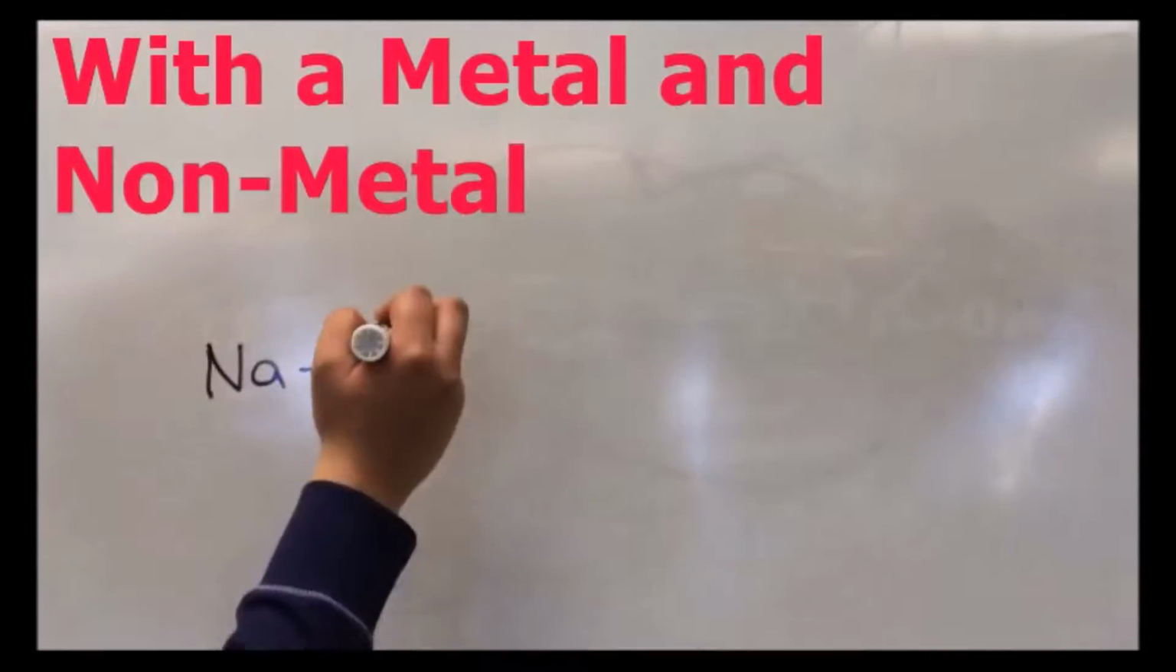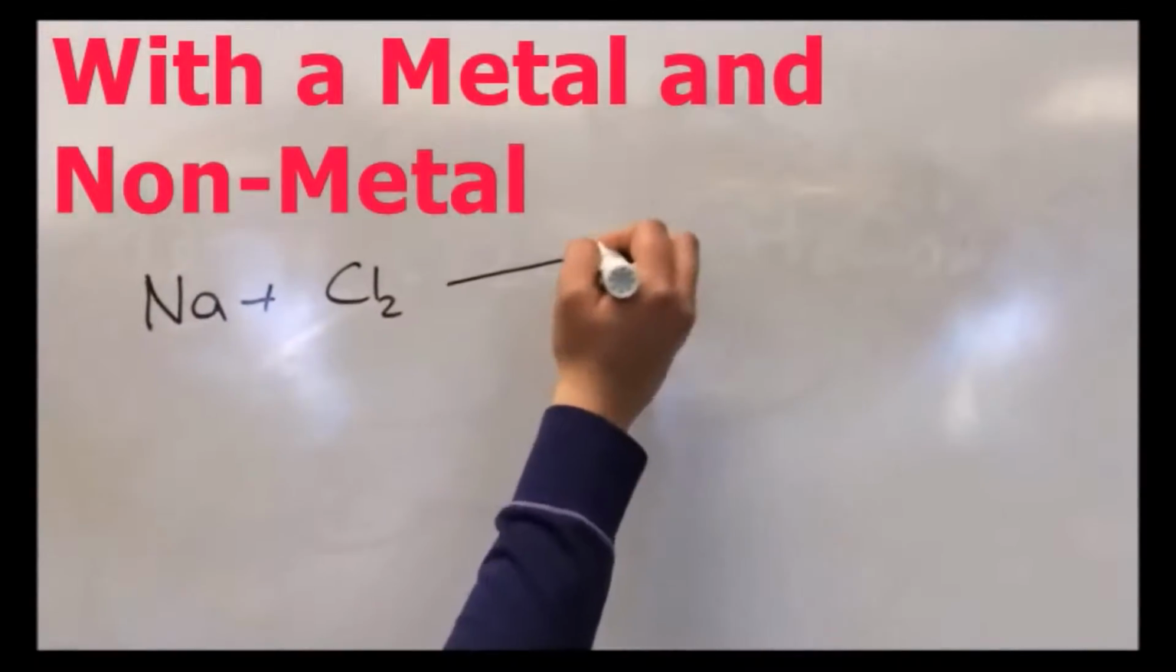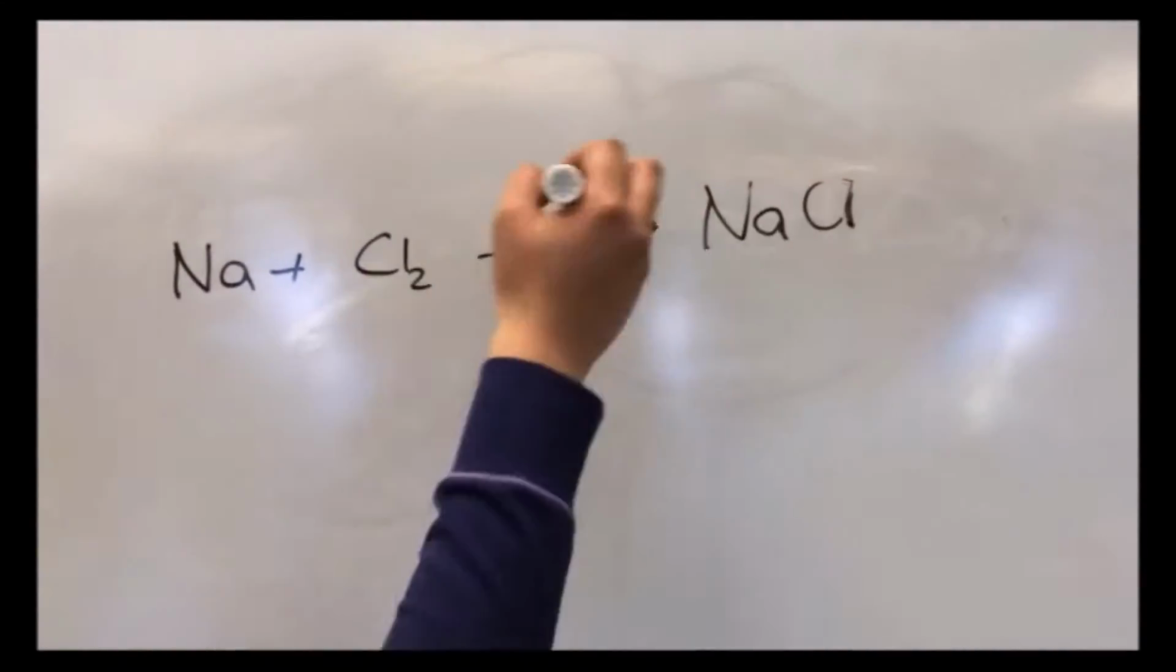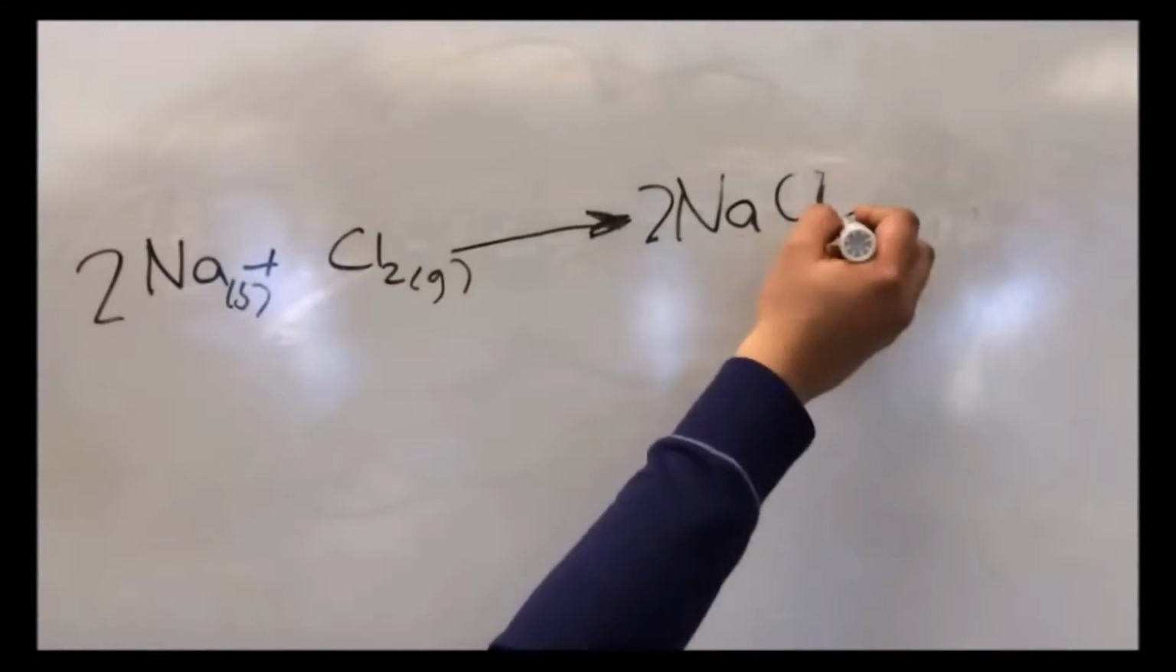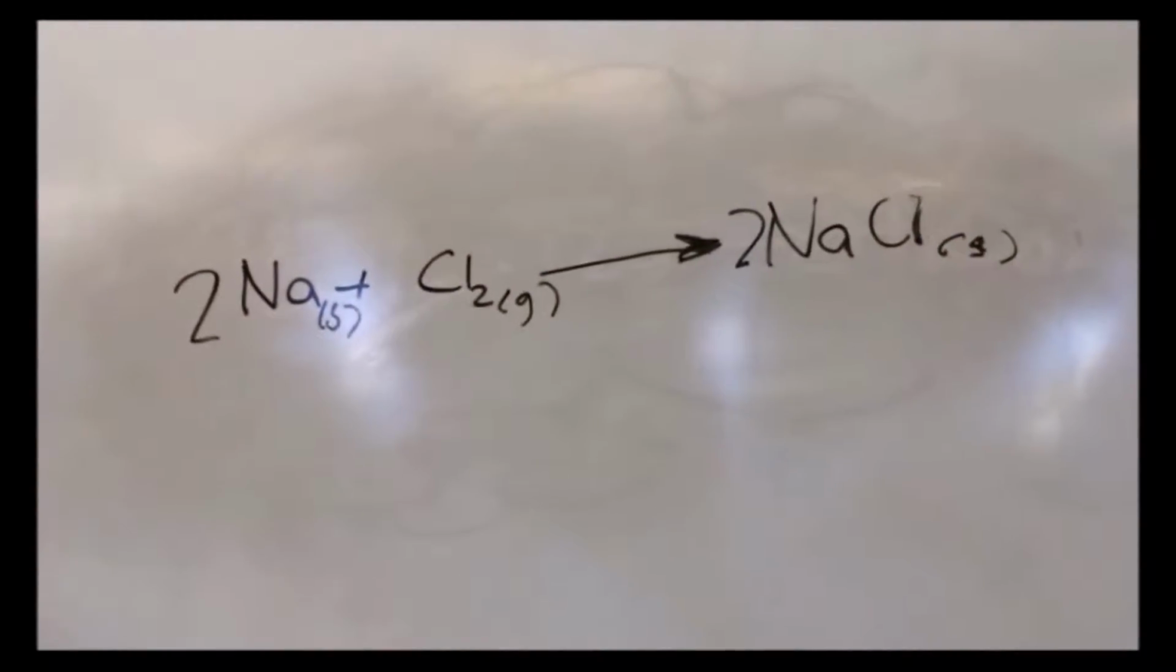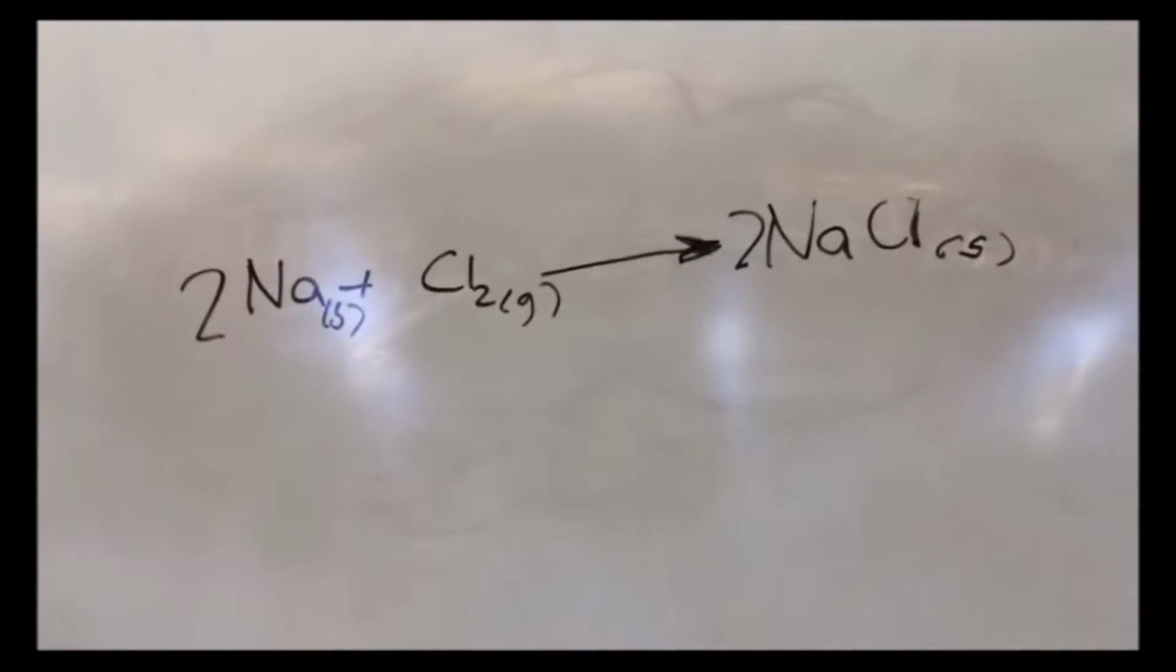3. Reactions of metals with nonmetals other than oxygen. When a metal and nonmetal react, they often form an ionic compound, usually a salt. Sodium and chlorine combine to form table salt.